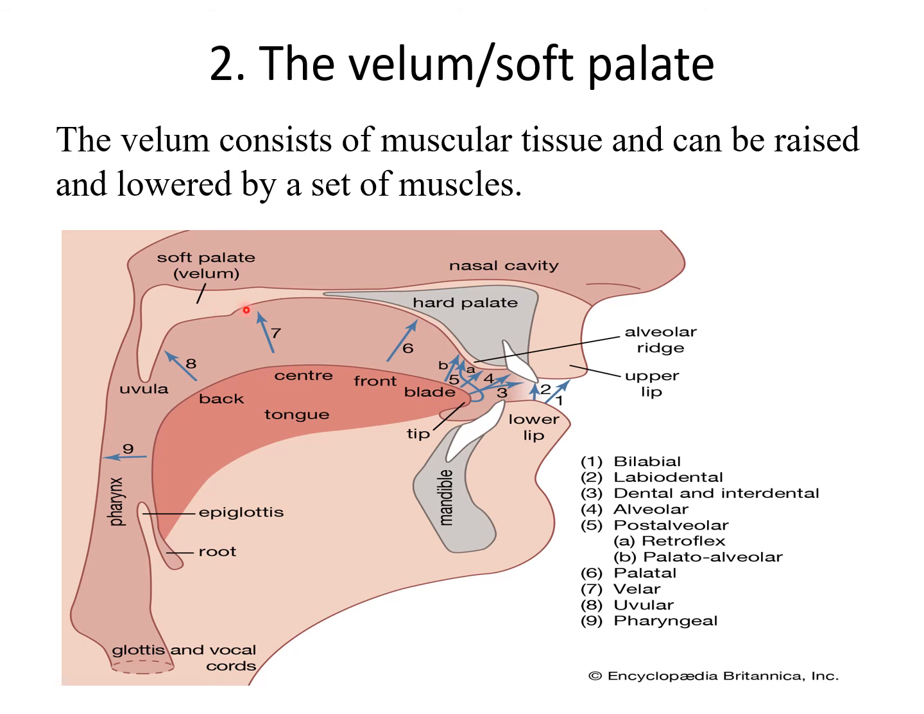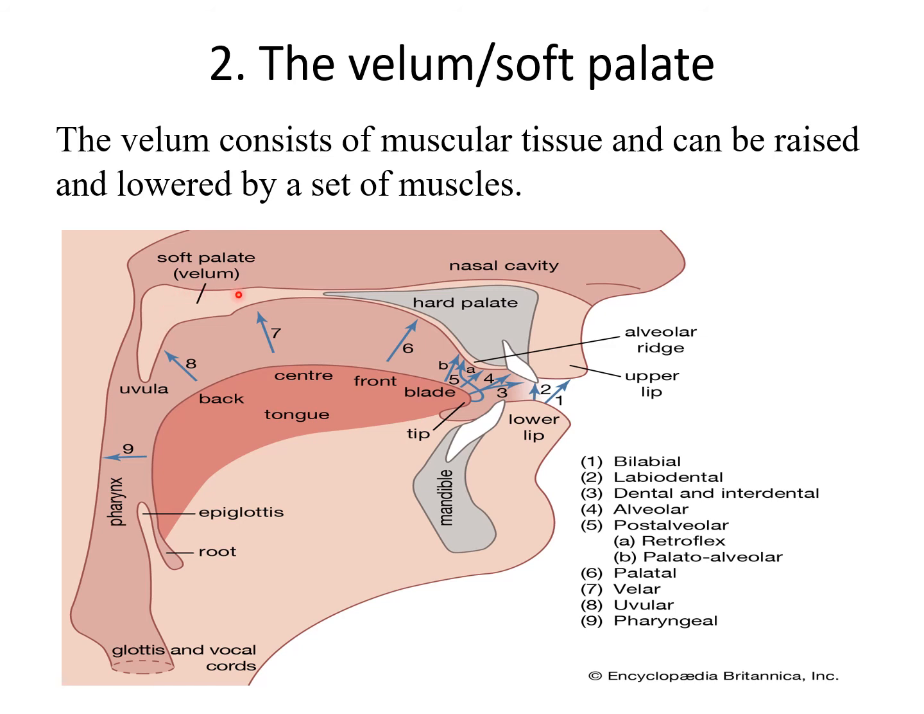Here you can also see the hard palate, the light blue part. It's the back part of our upper teeth, also called the alveolar ridge. So this is the hard palate, but we are talking about the soft palate, or velum.